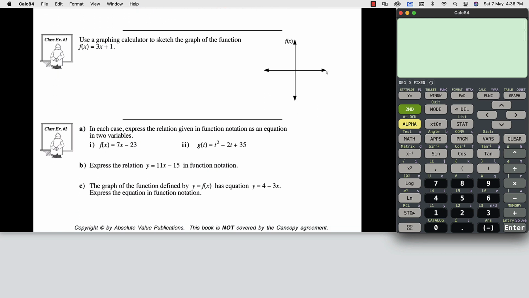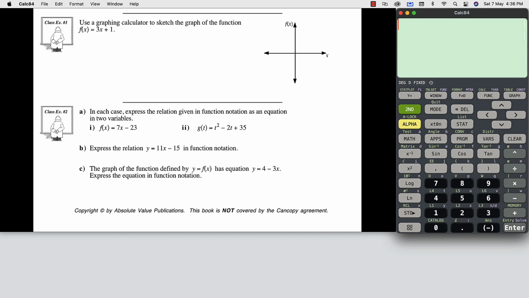So let's take a look at class example number 1. It says use a graphing calculator to sketch the graph of the function f of x equals 3x plus 1. Okay, so in this case, we're going to go to this button on our calculator that says y equals. And you can see that it's saying Y0x, which is basically like f of x. So all I have to do right here is just go 3, click on this button to get the x, and then plus 1. And then what you want to do is go to your window.